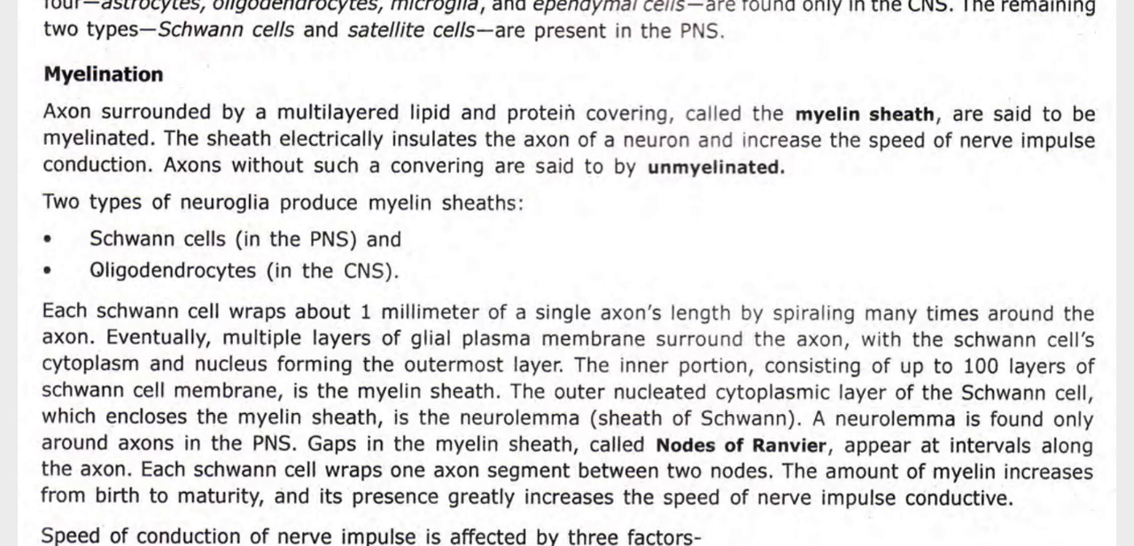Each Schwann cell wraps about 1 millimeter of a single axon's length by spiraling many times around the axon. Eventually, multiple layers of glial plasma membrane surround the axon, with the Schwann cell cytoplasm and nucleus forming the outermost layer. The inner portion, consisting of up to 100 layers of Schwann cell membrane, is the myelin sheath.